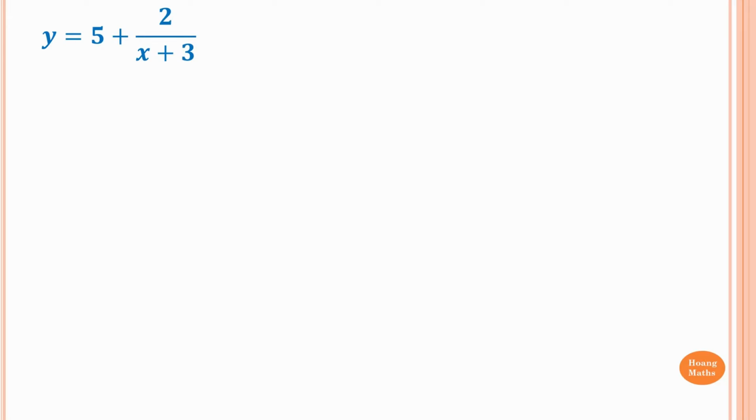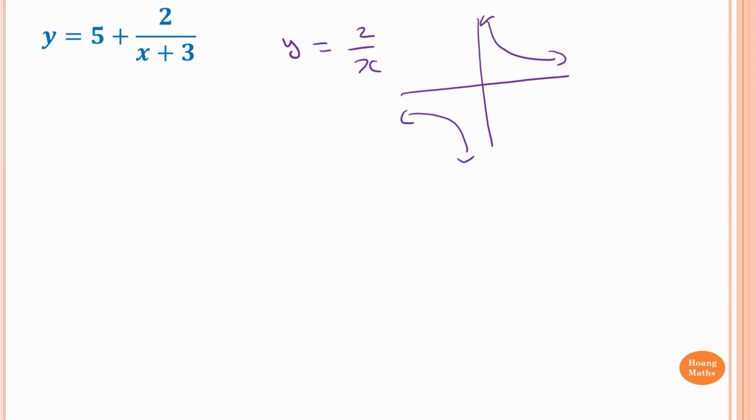To sketch y is equal to 5 plus 2 over x plus 3. First of all, to recap, y is equal to 2 over x. The graph will be like this, okay? That's what it looks like. And then when x plus 3, that is 2 over x plus 3, what happened is the vertical asymptote is moved 3 to the left. So this is -3. And then the graph will be like this.